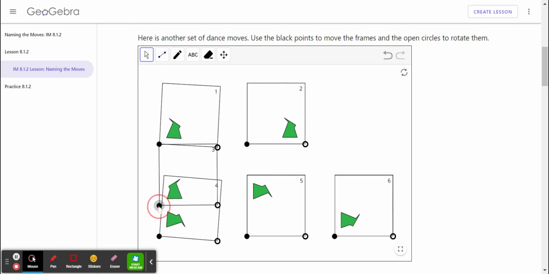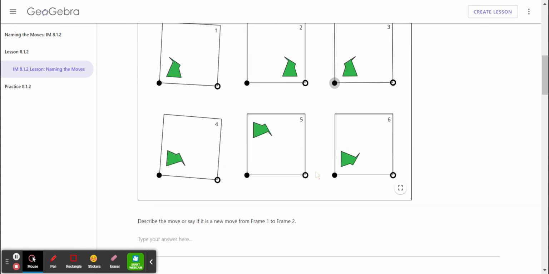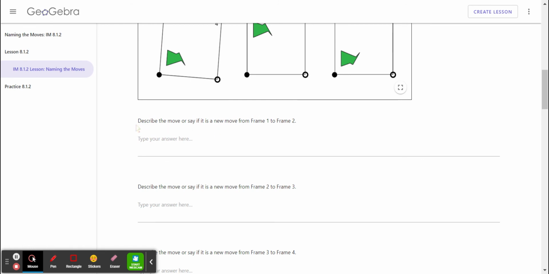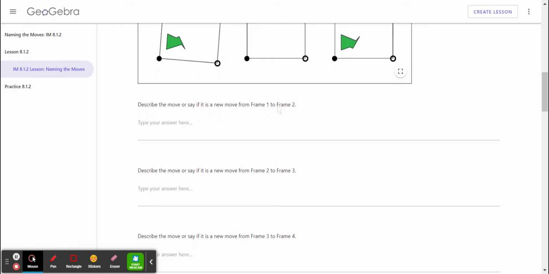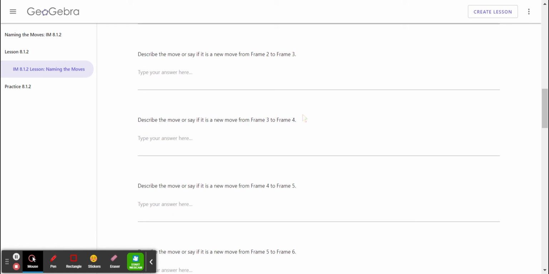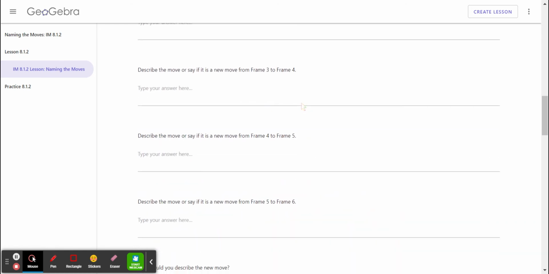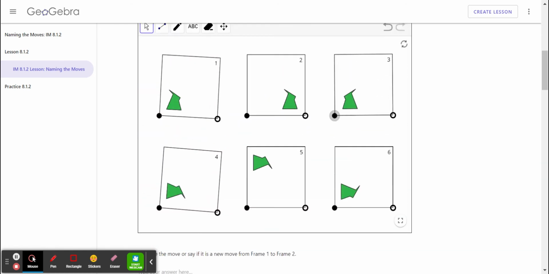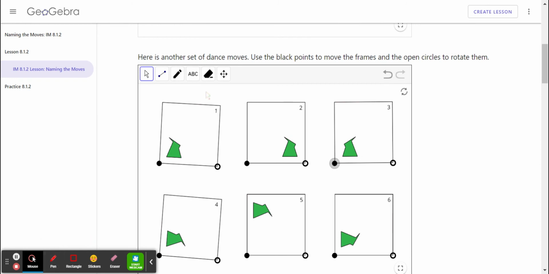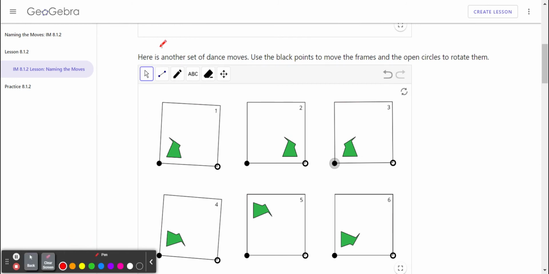And we haven't learned any formal vocabulary yet, so at this point, your job is to just describe the move from frame 1 to frame 2, 2 to 3, 3 to 4, and so on. So you've got to describe each of these frames. So go ahead and pause the video and answer this question here.